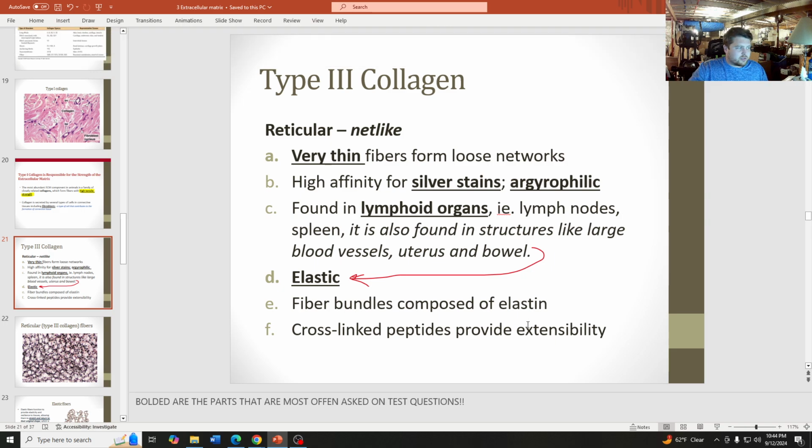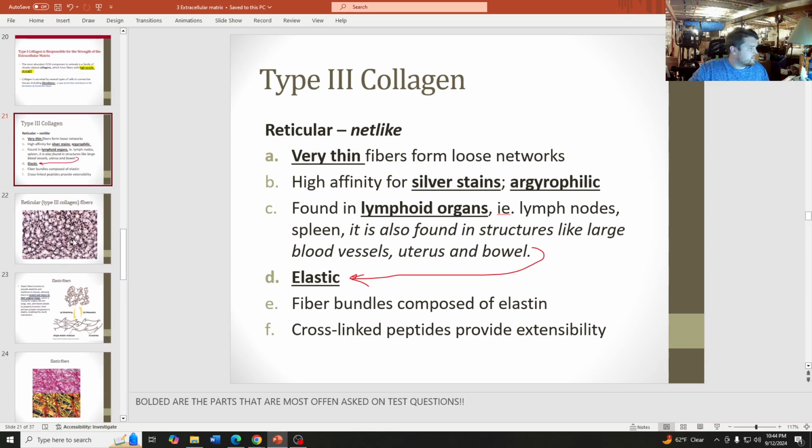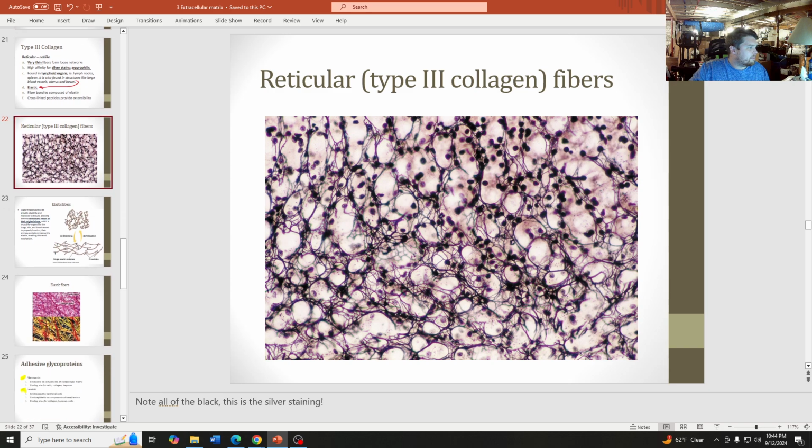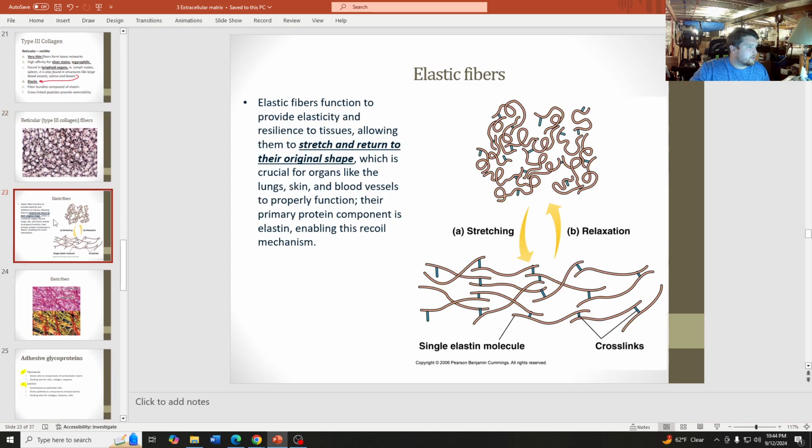Fiber bundles are composed of elastin, and cross-linked peptides provide extensibility. There's, again, that picture, those elastic fibers. Here they are relaxed, and they all get stretched out, and they cross-link, and they detach from each other, and they go back to their original shape.